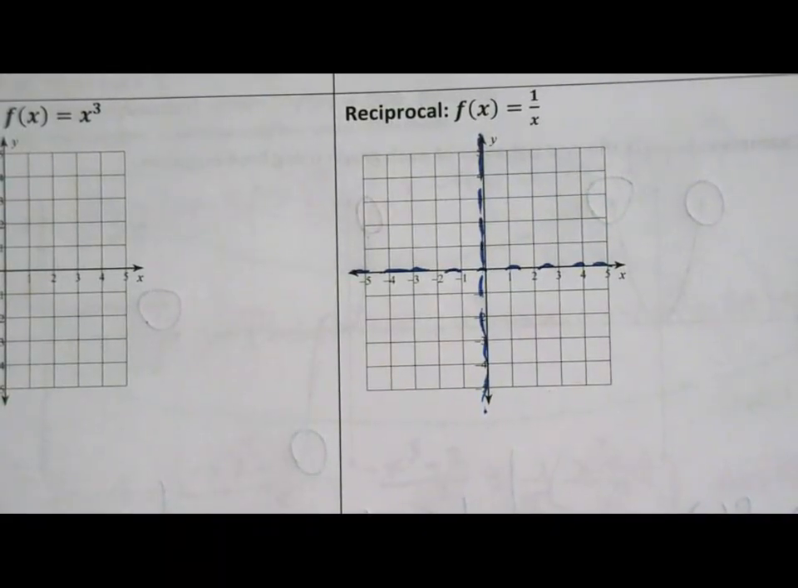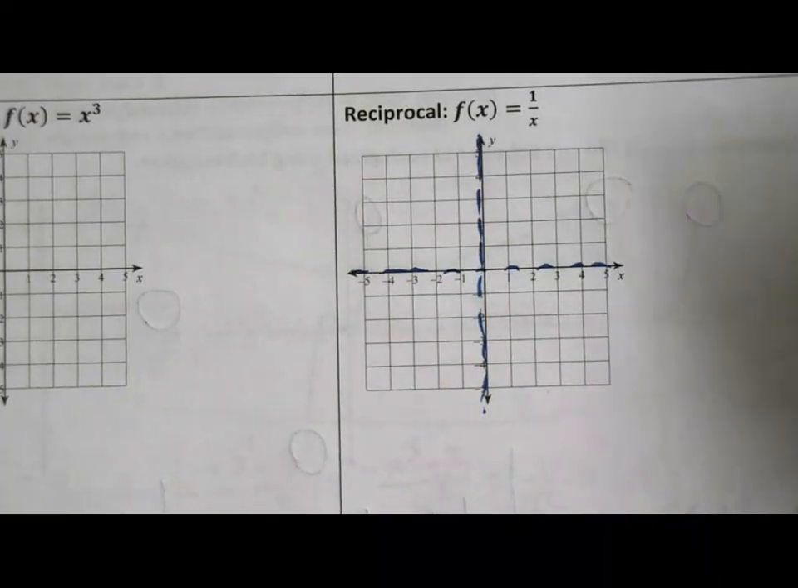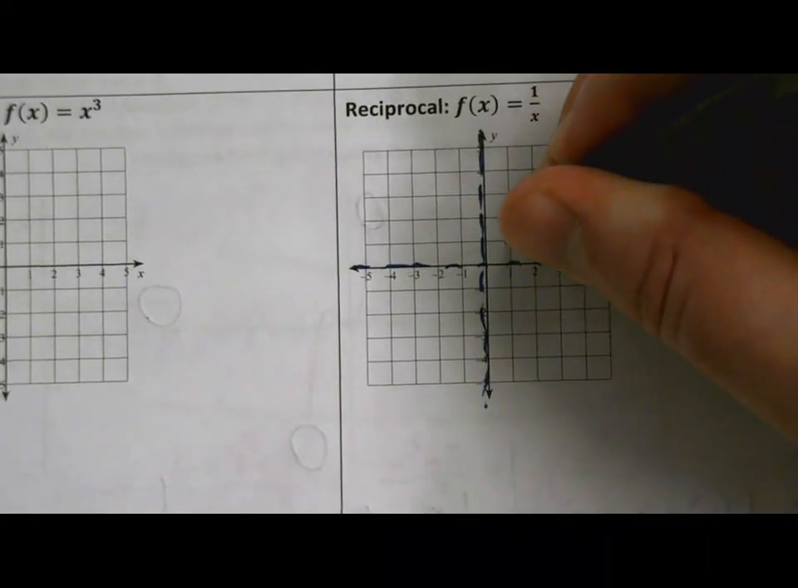Can you plug 1 into that function? What would you get if you plugged 1 into that function? You would get 1. Go ahead and put that point on the graph for me. If you put an x value of 1, you would get a y value of 1. So that means the point 1, 1 should be on your graph.